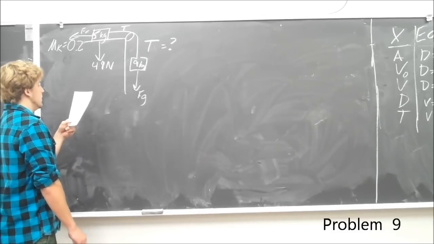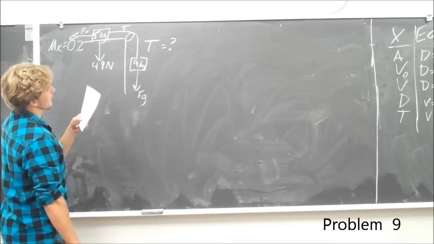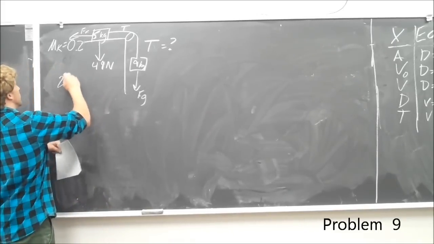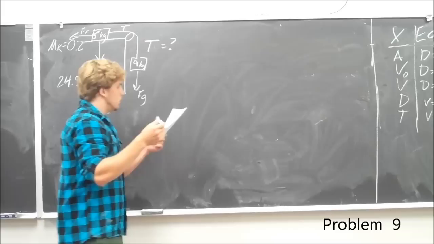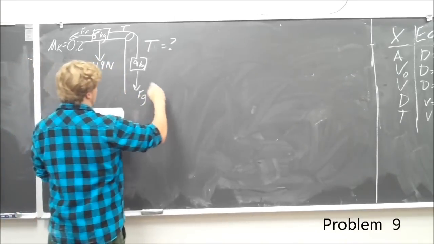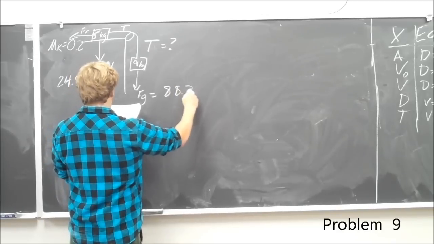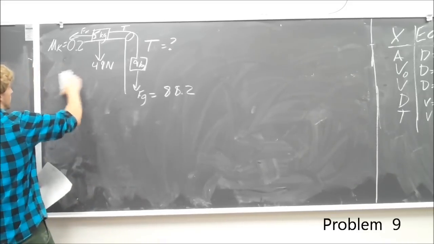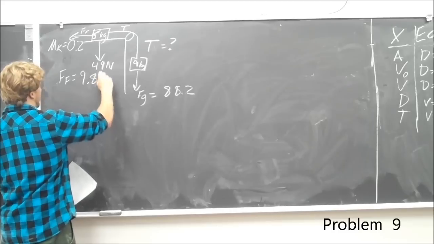And that will be 9.8. I have F net written, but not that for some reason. Okay, so then we also have Fg, which is 9 times 9.8, and that is 88.2. Are you sure it's 24.5? No, it's 9.8, I'm pretty sure. Yeah, force of friction is 9.8.